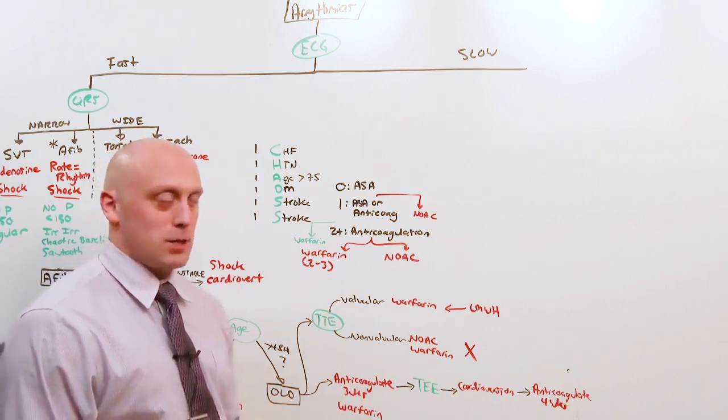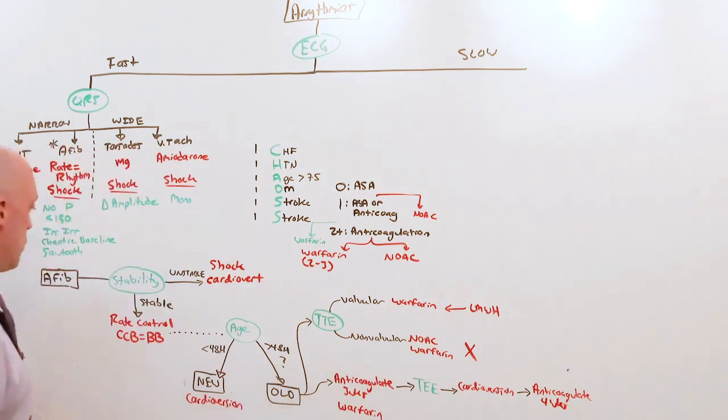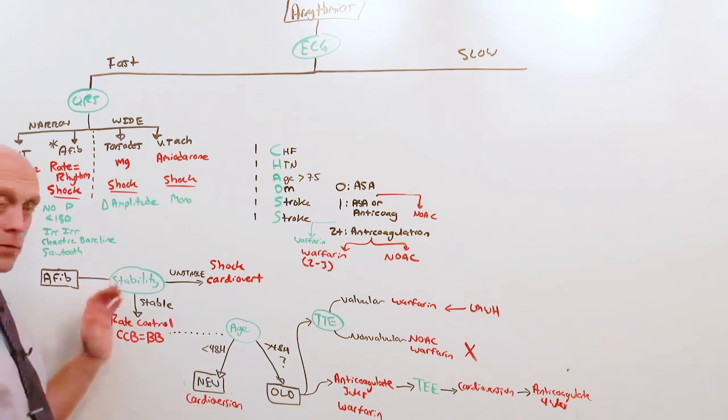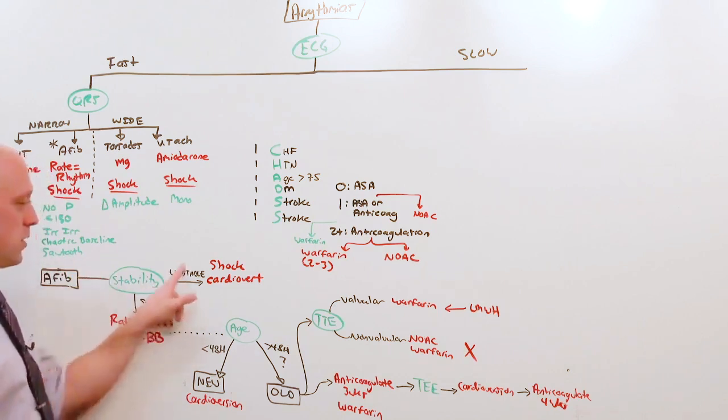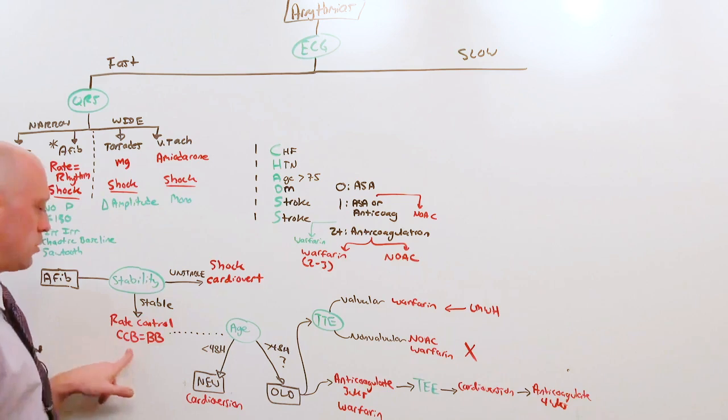I know, it's a lot. Let's go back through AFib one time before we move on to the slow rhythms. When someone comes in with AFib with RVR in the ER, you decide unstable or stable. If unstable, you shock them. Stable, give them a calcium channel blocker or beta blocker.